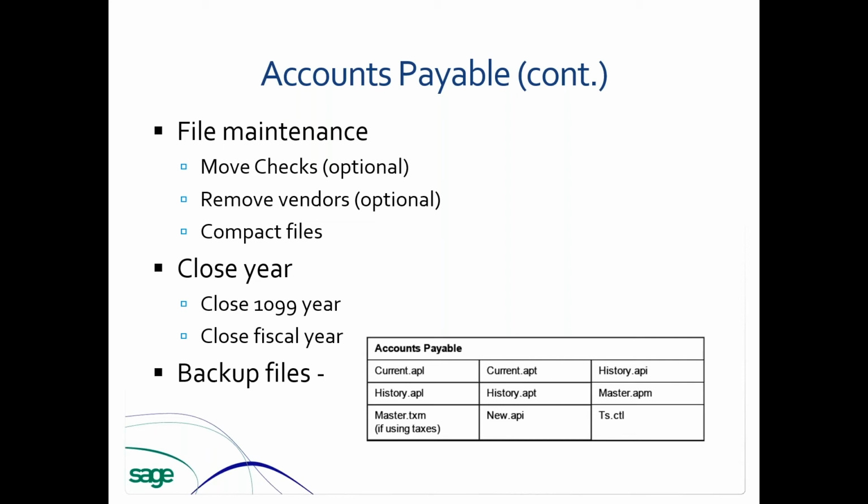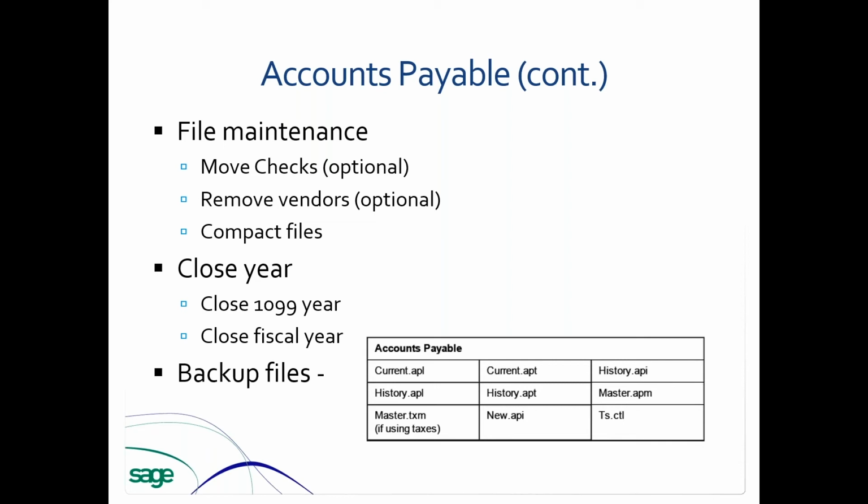The reason you want to do this is AP is a little different than the other applications. Every time you enter an invoice, it not only posts that invoice transaction to the current file, it also creates an invoice record in the AP master file. You get an invoice record plus a distribution record for every line of distributions that you record against that invoice. That takes up space. So if you're doing hundreds of invoices a month, your AP master file is continuing to grow and grow at a large rate.